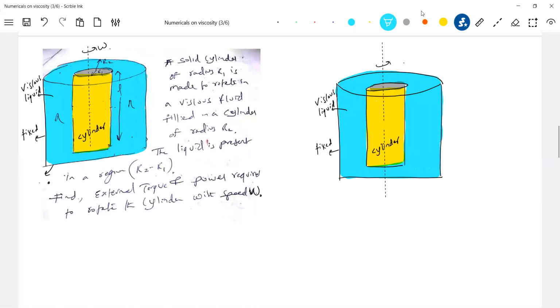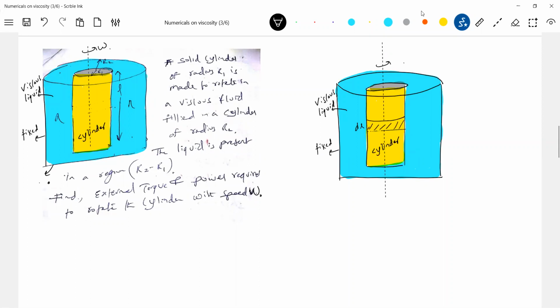Okay, shall we get into the calculation part? Let me assume some dL. I'll write it. We know all the radii that are given.